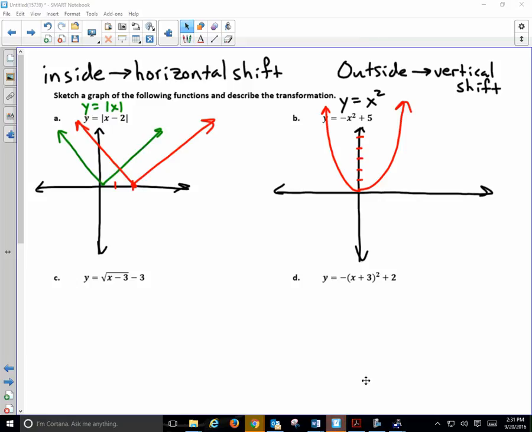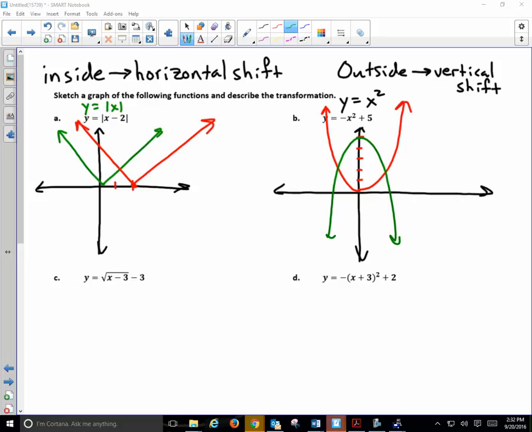What do you think the negative in front does to it? Do you remember? It creates a vertical flip. It flips it upside down. So if you see a negative out front, it will take that graph and flip it upside down. So you can see that the plus 5 moves it up, and then the negative flips it upside down.